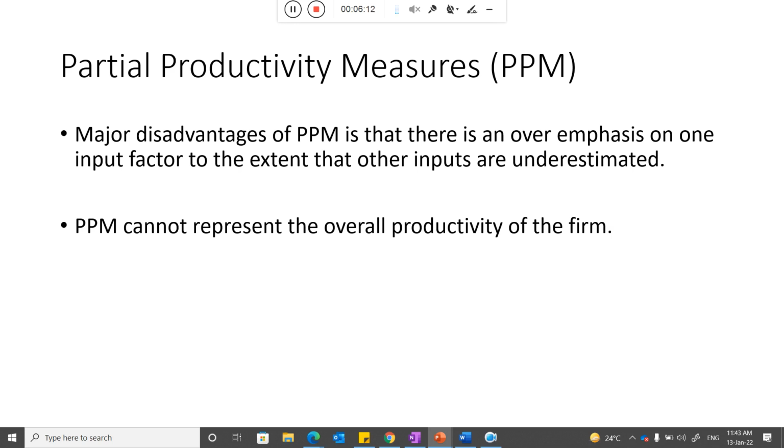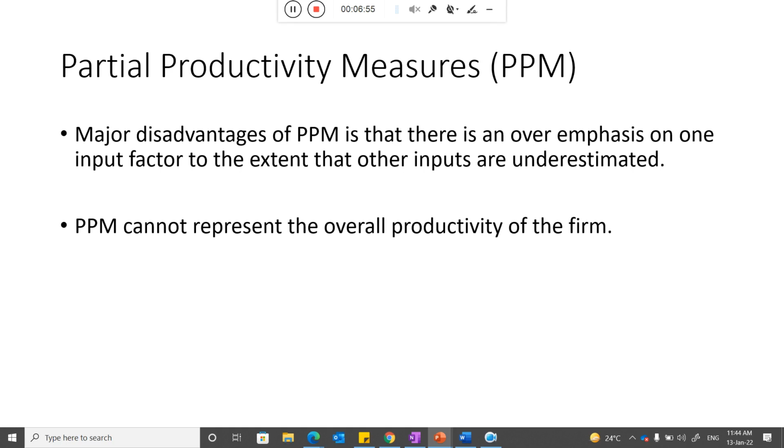The major disadvantage of the PPM, the partial productivity measure, is that there is an overemphasis on one input factor. We emphasize only one factor, so at that time maybe we underestimate the other inputs. That is the disadvantage, it is unable to cover all the inputs. The next, PPM cannot represent the overall productivity of the firm or the organization or the industry or the institute.